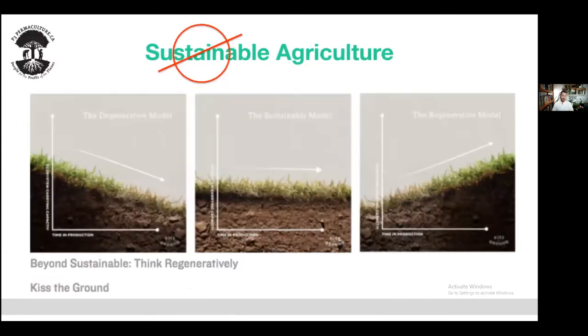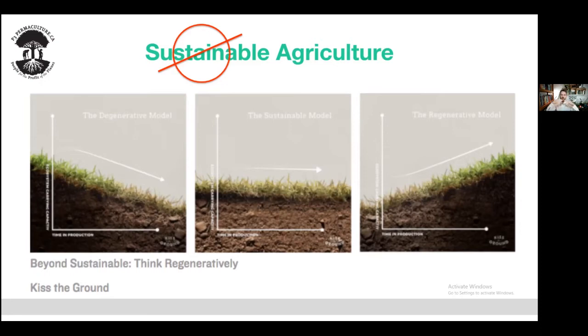So that brings us to our next slide, which is, do we want sustainable agriculture? Do we want sustainable business? Do we want sustainable families? Or do you want a sustainable relationship with your best friend or your partner? If you had one, it would be okay, but it's not worth bragging about. Sustainable is bare minimum, right?